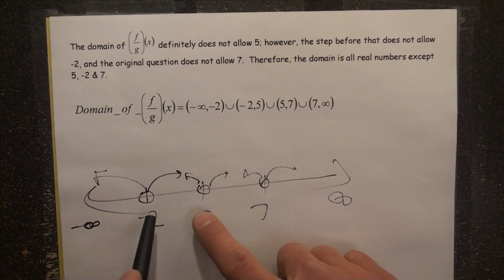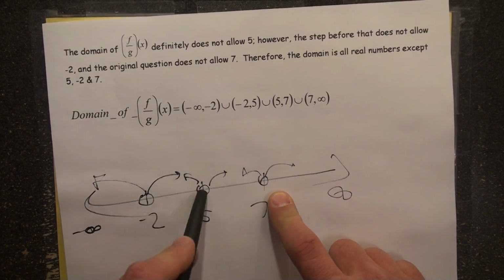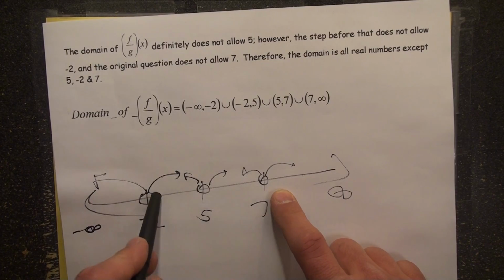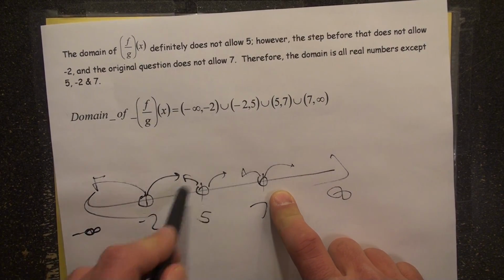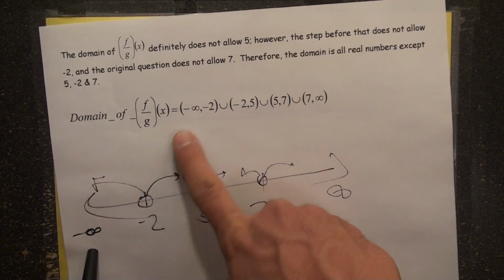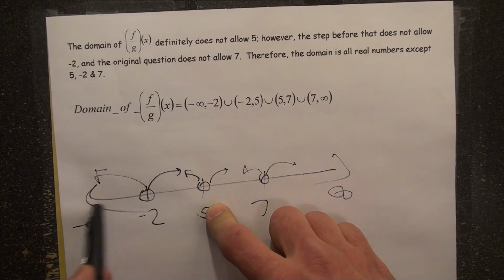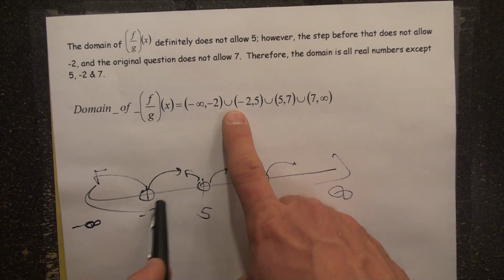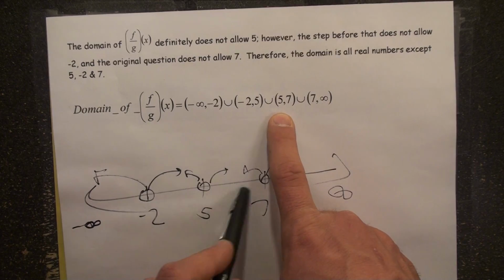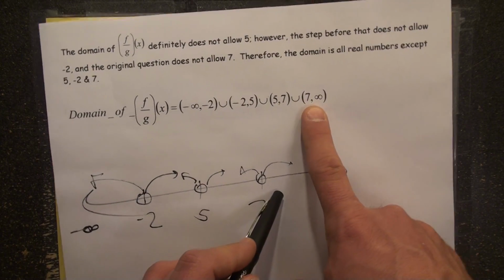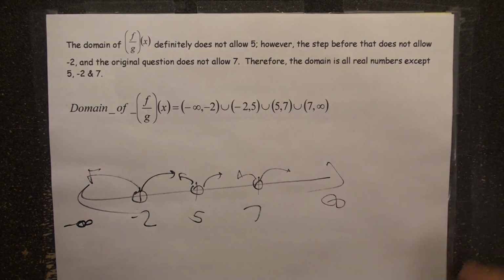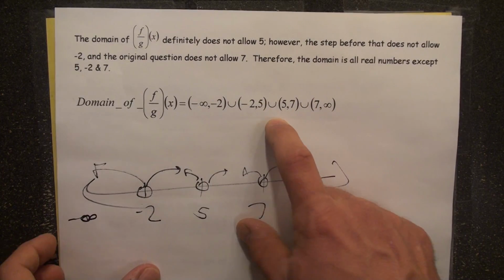Then you can see here that this is not allowed. These are open circles, if you will. That's why you're going to have the soft brackets. So negative 2. Everything between here is okay. That's this. Everything between here is okay. Everything between here is okay. And then everything between there is okay. So this would be the domain of f over g.